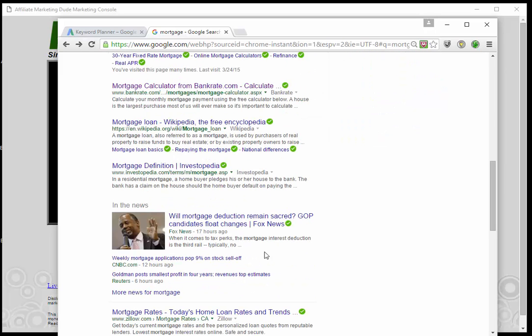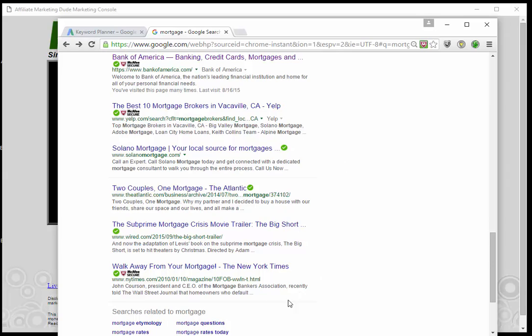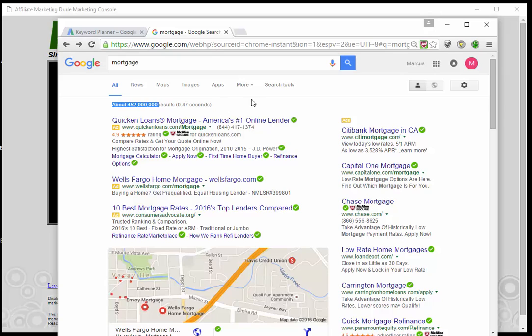Okay, really competitive. Now news stuff shows up good. We're going to take a look at that and show you how you can do that as well. But for the most part, the term mortgage is really, really expensive and difficult to rank for, because you got 452 million people. Now, what we want to do is find words with like 50,000 or 100,000 competing, and I'll show you how to do that as well.